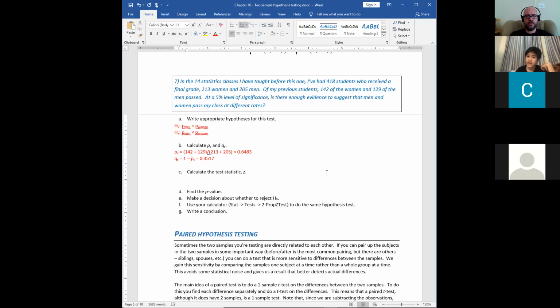What do we put for N? There shouldn't just be an N. There should be N1 and N2, and X1 and X2. So I've got men as 1 and women as 2. X1 is the number of successes for men, and N1 is the number of trials. So X1 would be 129, and N1 is 205, and X2 is 142, and N2 is 213. And I think that's all it asks for, and then you just hit enter. And what it does is it calculates all this stuff for you.